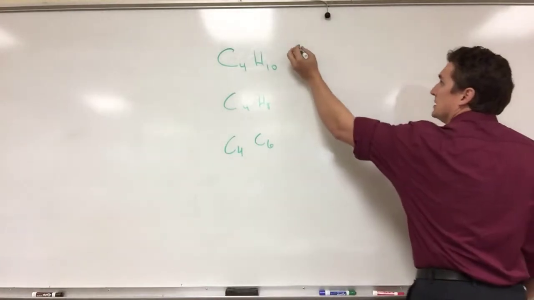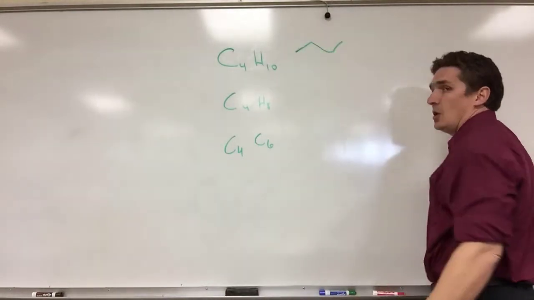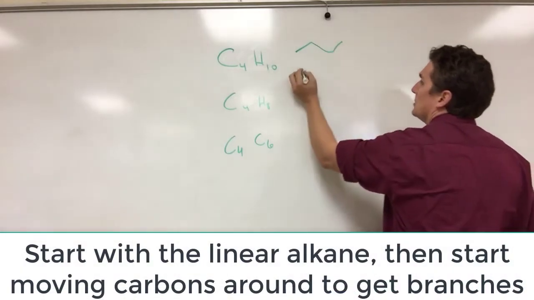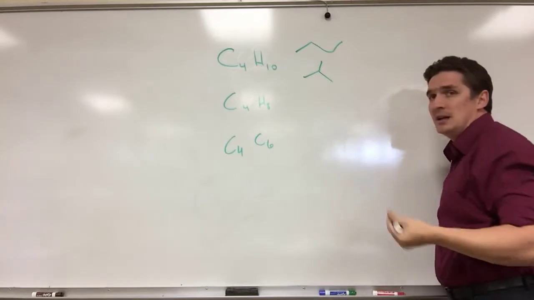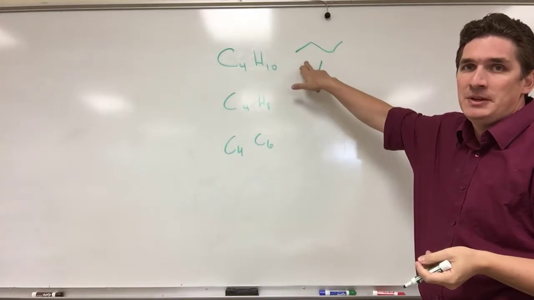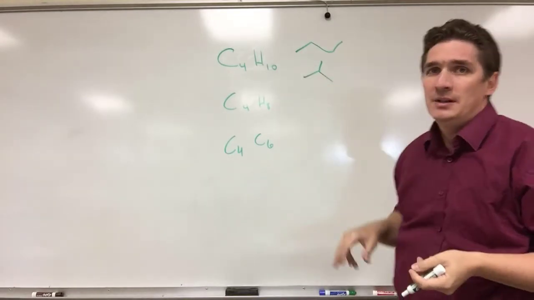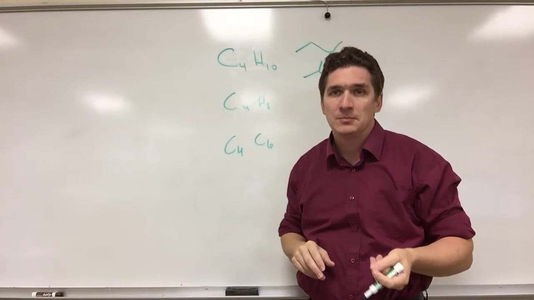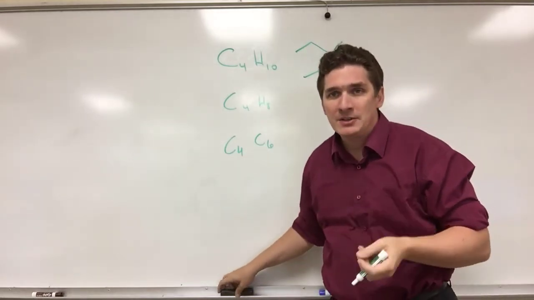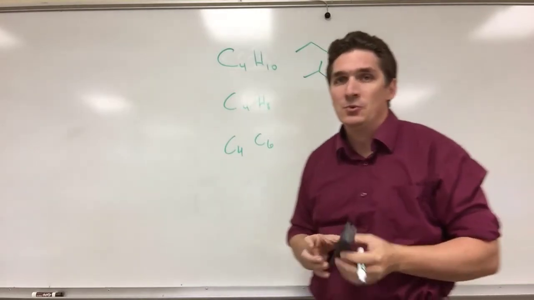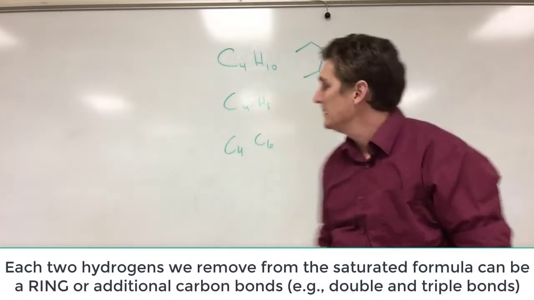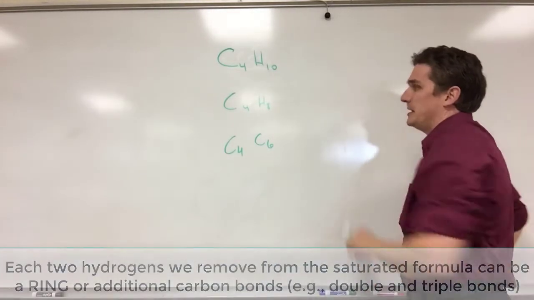So for something like C4H10, always start with your linear compounds, and then the only other option here is to move this carbon over. So there are 2 possible isomers of C4H10. In this case, the linear butane or the 2-methyl propane. Easy enough. When we get rid of hydrogens though, every 2 hydrogens we get rid of corresponds either to a double bond or a ring, and that's what makes this harder if we have unsaturated hydrocarbons.